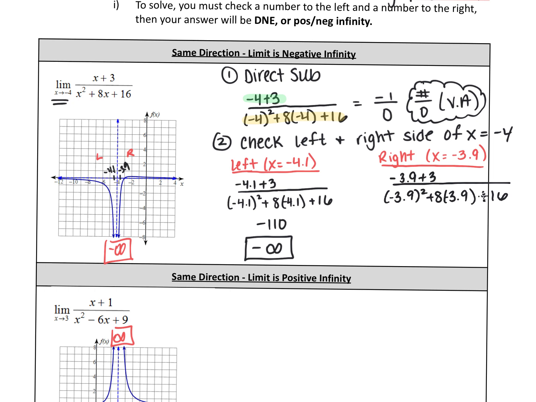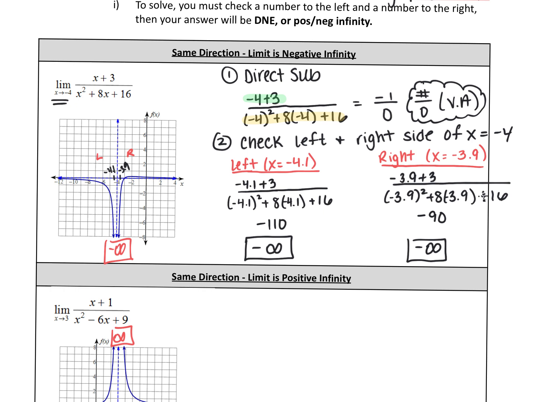Okay, so I got negative 90. So again, the negative 90 just tells us the y value. When x is negative 3.9, the y value is negative 90. So it's obviously going down to negative infinity. So since the left side is going down to negative infinity and the right side is going down to negative infinity, we know that a limit exists if the left and the right side are equal.